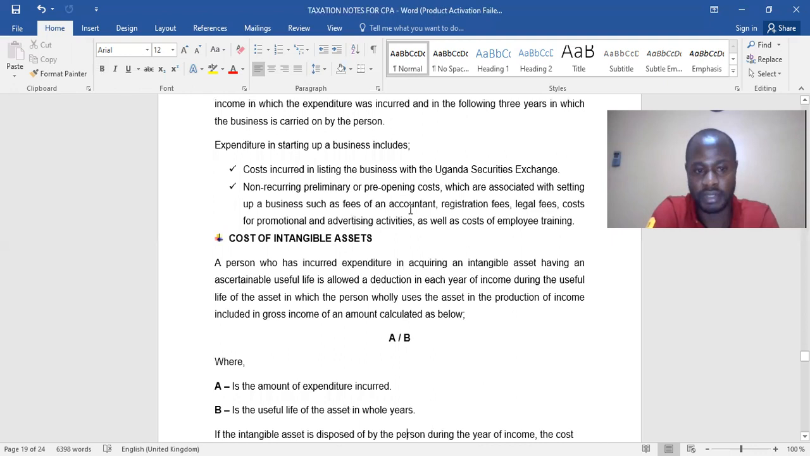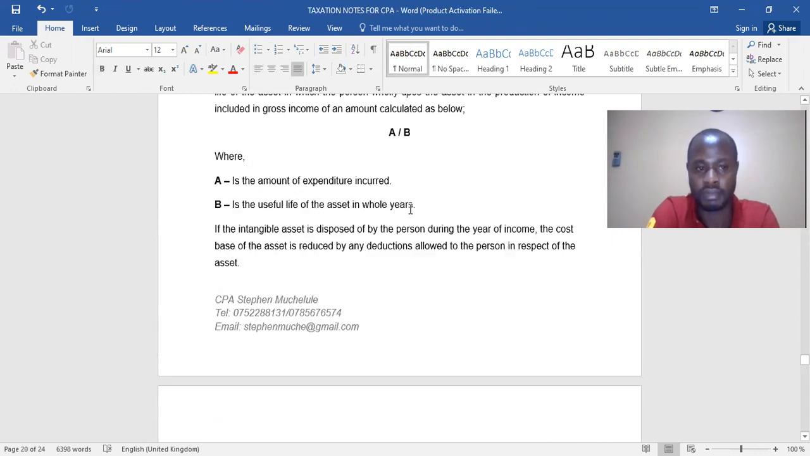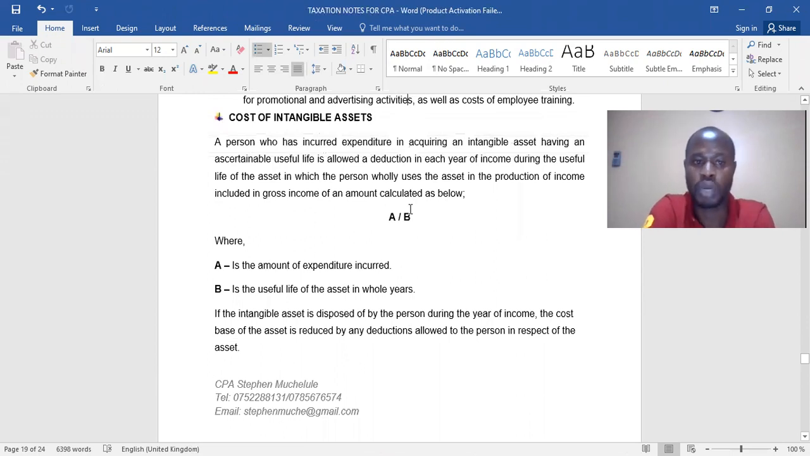Cost of intangible assets. A person who has incurred expenditure in acquiring an intangible asset with an ascertainable useful life is allowed a deduction in each year of income during the useful life of the asset in which the person wholly uses the asset in the production of income included in gross income, calculated as A over B, where A is the amount of expenditure incurred and B is the useful life of the asset in whole years. This one is a simple calculation. They will tell you the useful life of the intangible asset and the cost of the asset. So the amount of the allowance is simply the cost divided by the useful life.